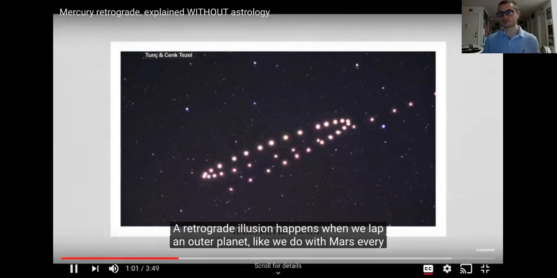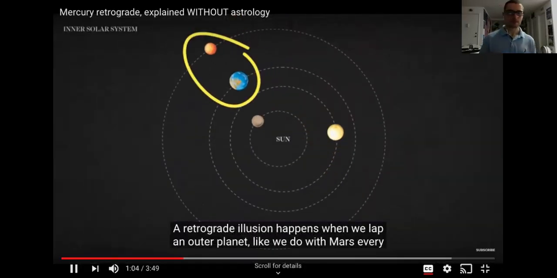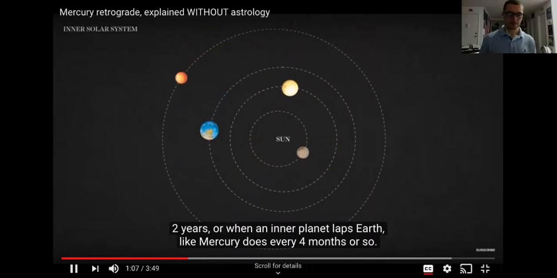A retrograde illusion like this happens when we lap an outer planet like we do with Mars every 2 years, or when an inner planet laps Earth like Mercury does every.